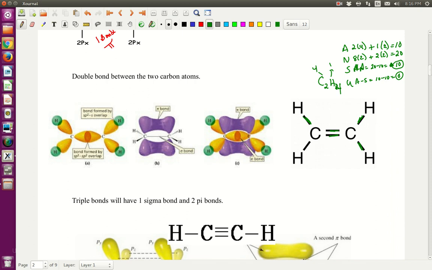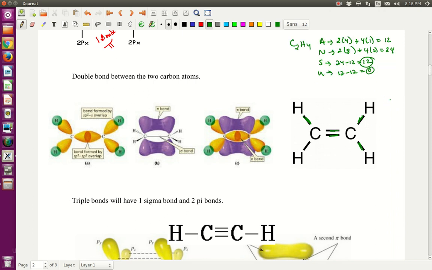So I got to go back and redo all that. Hold on, I'll pause it and fix that. Okay, fix that. C2H4. I was looking at C2. This is C2H2 down at the bottom.